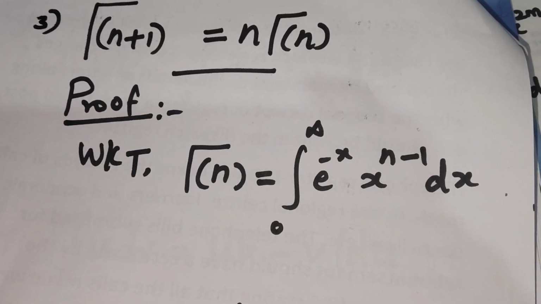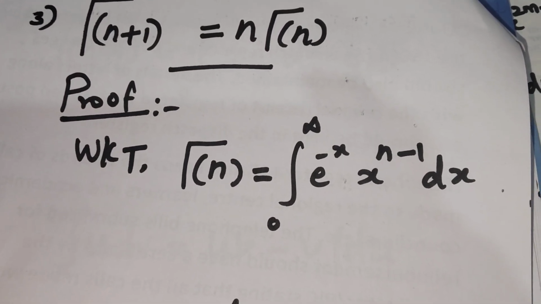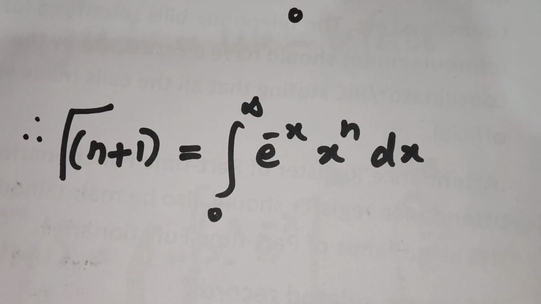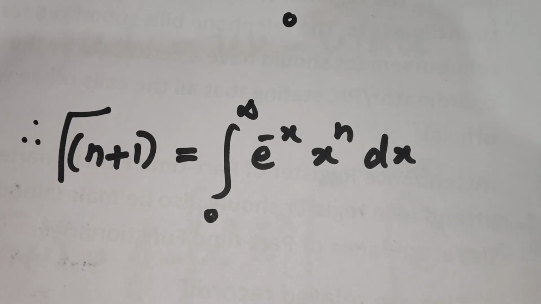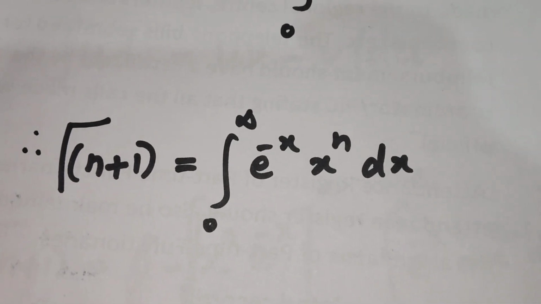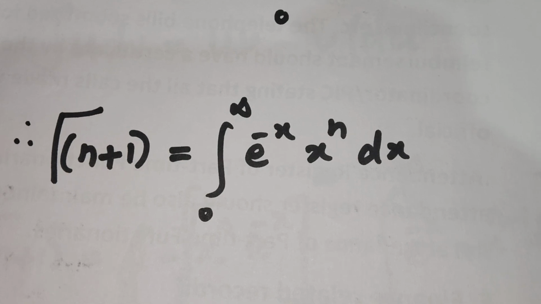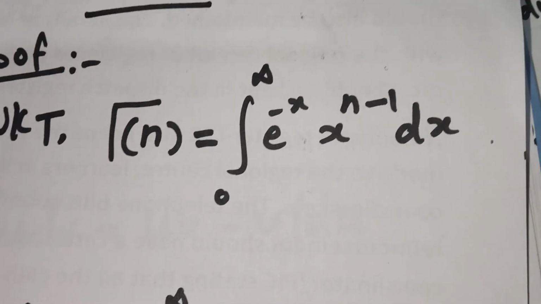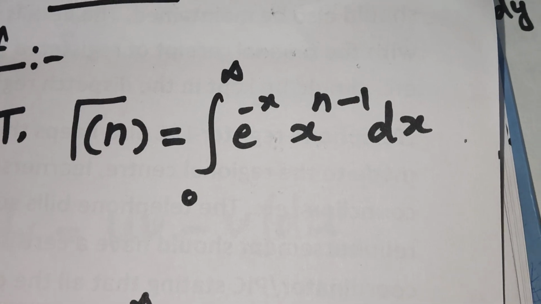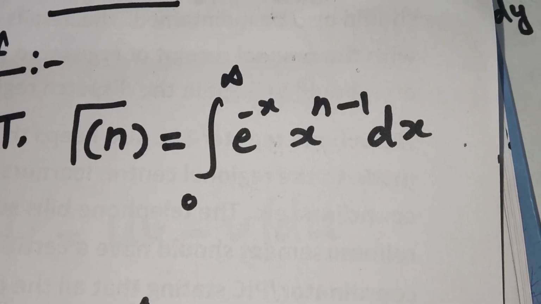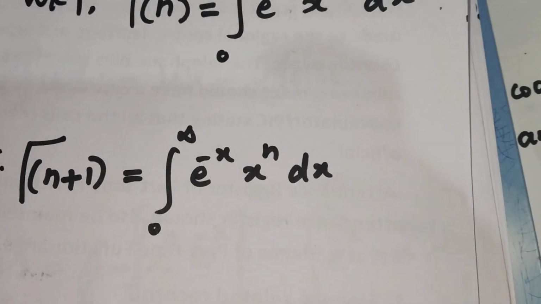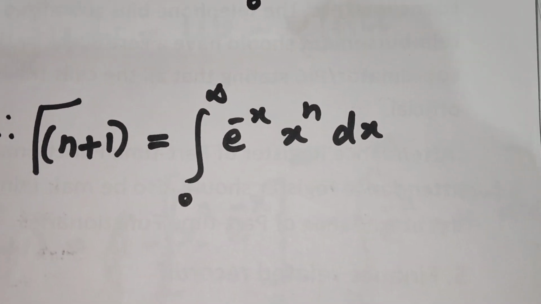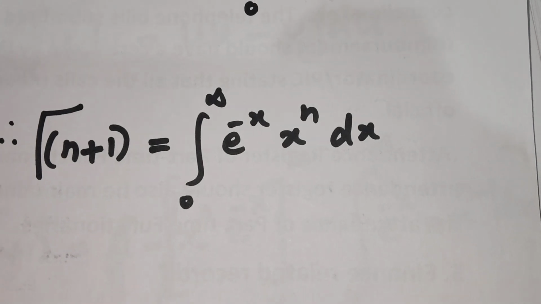First, we write the definition of gamma. Gamma of n is equal to integral 0 to infinity e power minus x, x power n minus 1 dx. Therefore, gamma of n plus 1 is equal to integral 0 to infinity e power minus x, x power n dx. So, by the previous definition of gamma of n, put n by n plus 1, we will get gamma of n plus 1.